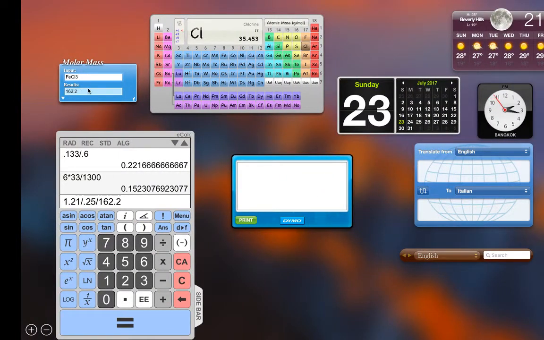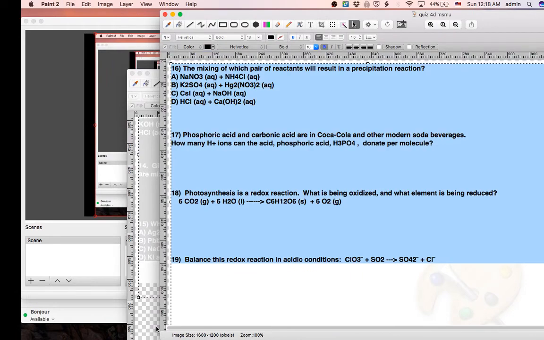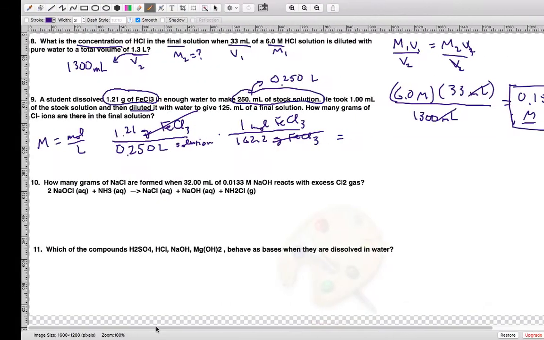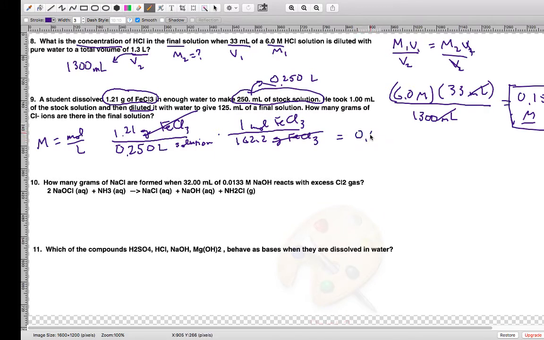There we are. Yes, 162.2. So the answer is 0.0298. That's 0.0298 molar FeCl3 solution. Is that my final answer?